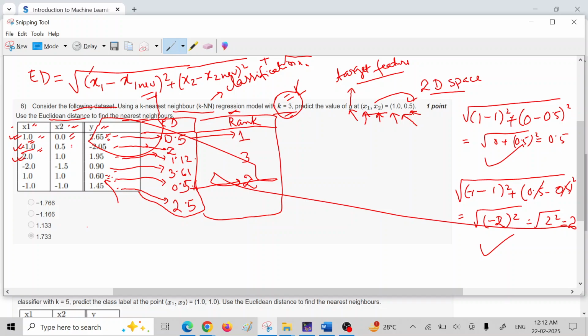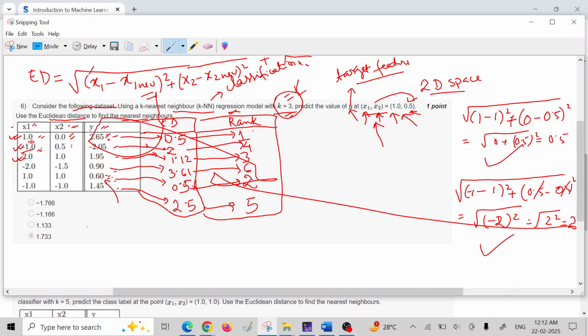Then the next shortest or nearest distance is 1.12. Then the next shortest distance is this 2, that is 4. After that, the next shortest distance is this 2.5, and lastly it is this one, 3.61. So this rank will show which one is the shortest, which one is the nearest data point to this particular new data point.